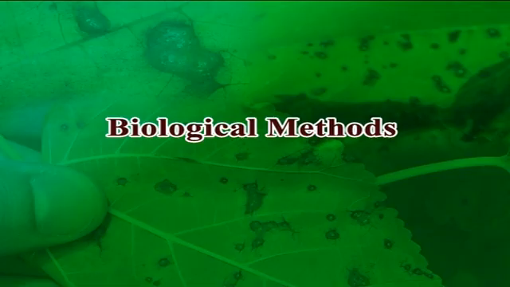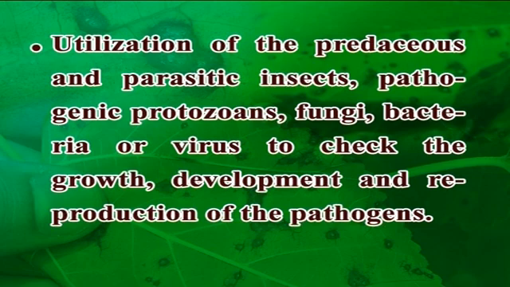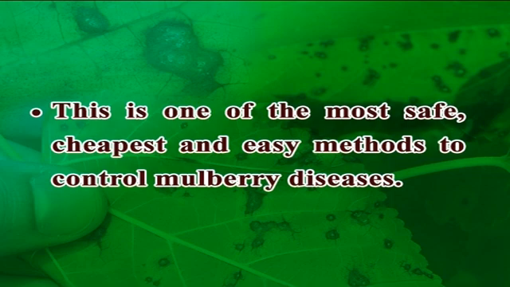Biological methods. Utilization of the predaceous and parasitic insects, pathogenic protozoans, fungi, bacteria or virus to check the growth, development and reproduction of the pathogens. This is one of the most safe, cheapest and easy methods to control mulberry diseases.